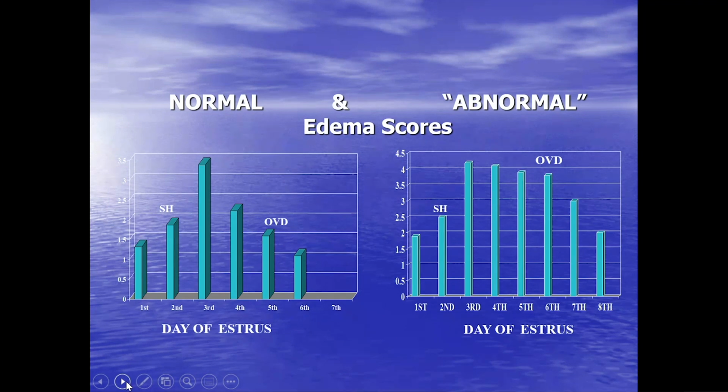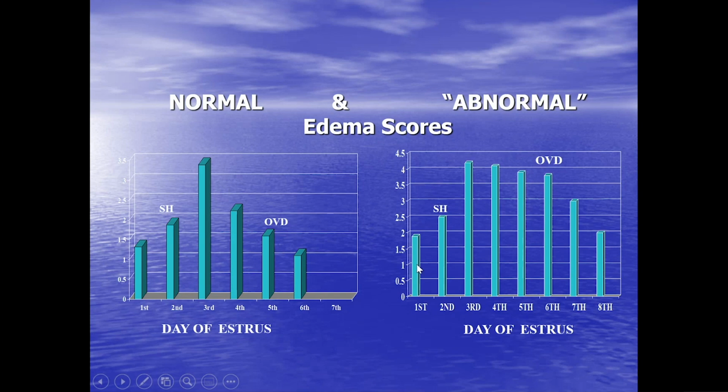And here's data from really the papers of Samper graphically illustrated. SH is just standing heat, and OVD is ovulated. Here would be the normal pattern. Over 4 or 5 days of follicular phase, edema increases to a peak. This is when you should be giving your ovulation induction agent. Then in the 36 to 48 hours prior to ovulation, it decreases back down again.